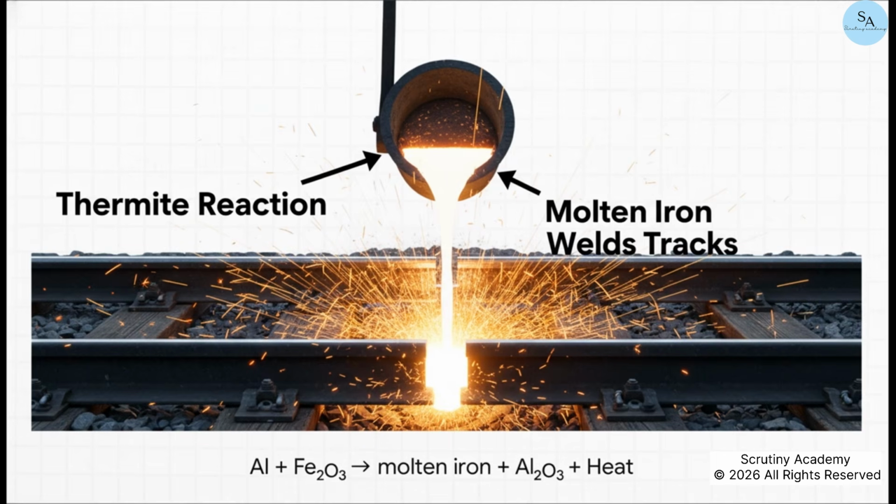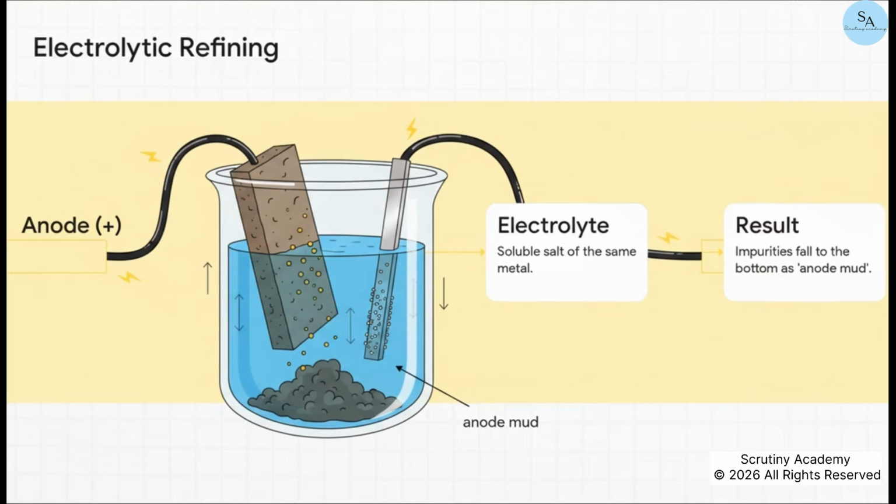That molten iron from the thermite reaction is perfect for joining together huge pieces of steel, like railway tracks, right there on the spot. It's some seriously powerful chemistry in action. Okay, for our last big step, refining. The most important method is electrolytic refining.